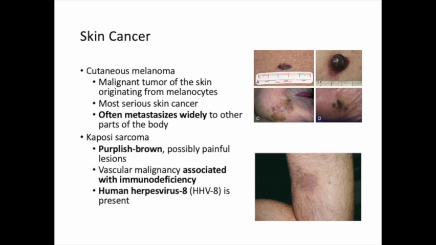Kaposi sarcoma is also a type of skin cancer, and typically you're going to see more purplish brown lesions, and it's pretty painful. And you'll see vascular malignancy. Because it's a vascular malignancy, that's what's giving it that more purplish brownish tone. And most patients that have Kaposi sarcoma have some type of immunodeficiency that is pretty common with Kaposi sarcoma.